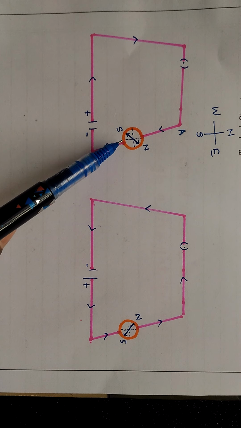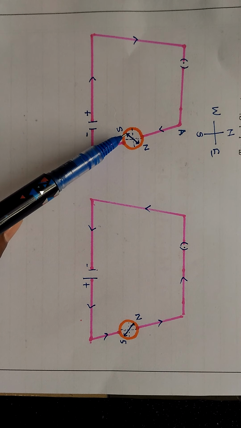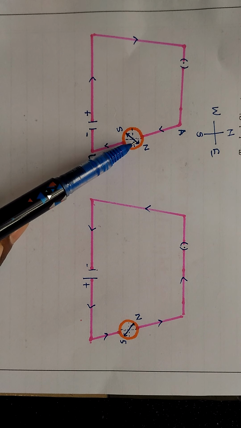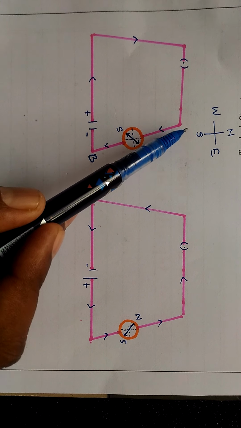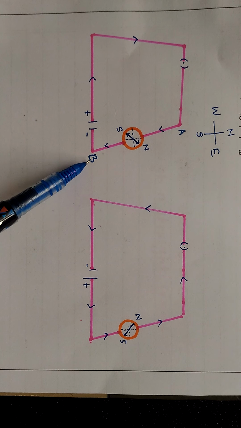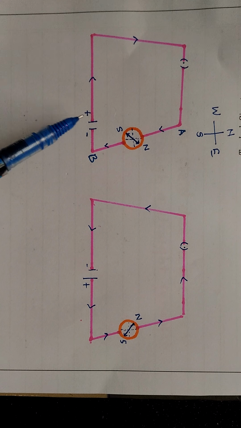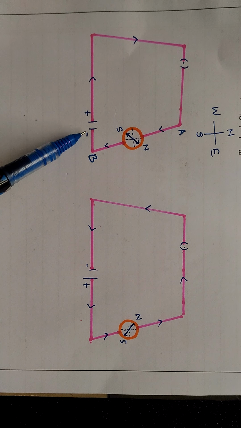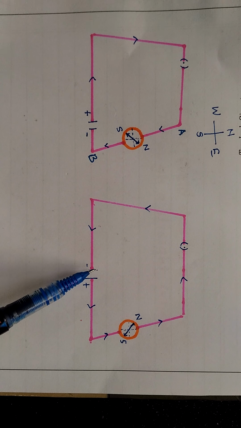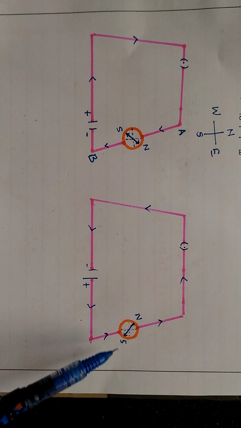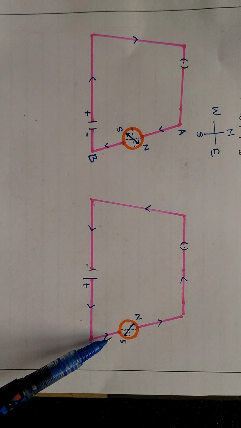After placing that compass, I found that the magnetic needle gets deflected towards the right side, means east side, and the direction of current is from A to B. I will change this experiment by changing the direction of positive and negative end. Means if I change the ends of the battery, the direction of current also gets altered.